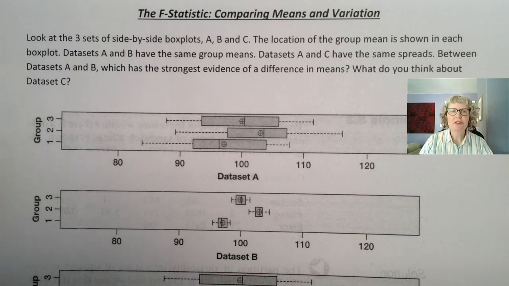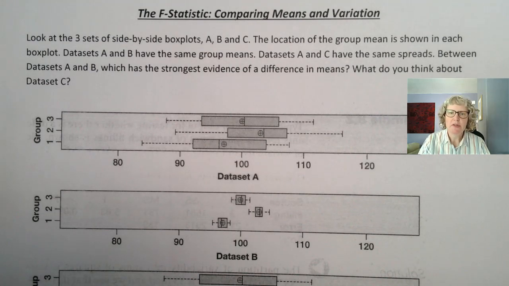Hi again. So we're continuing with ANOVA, and I want to look at how this F statistic came about. We want to look at means and variation, and why we need to look at both of these for multiple means. Okay, so I've got a great image here with 3 sets of side-by-side box plots, okay?